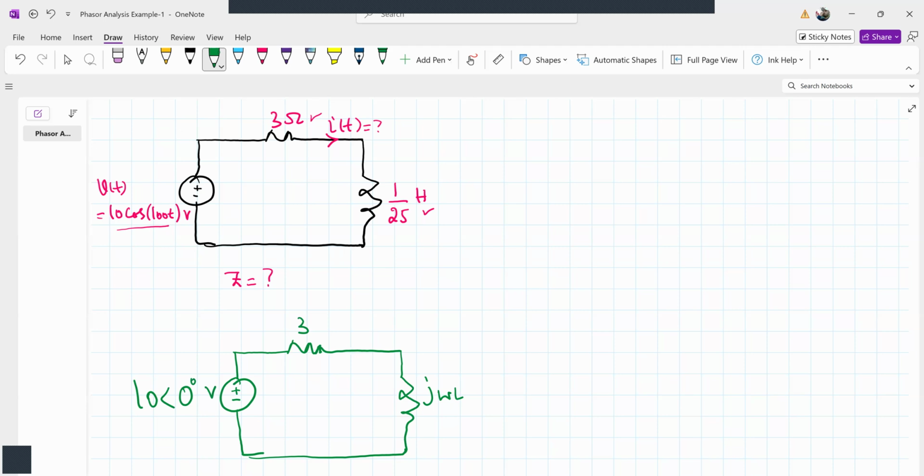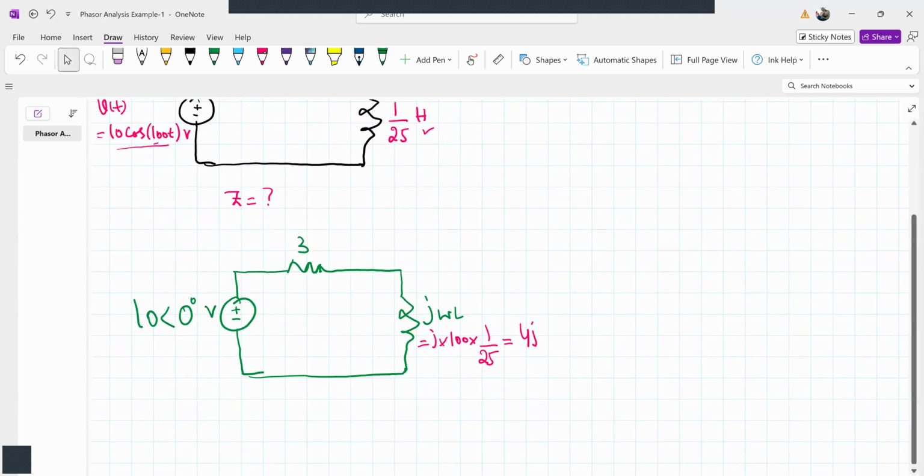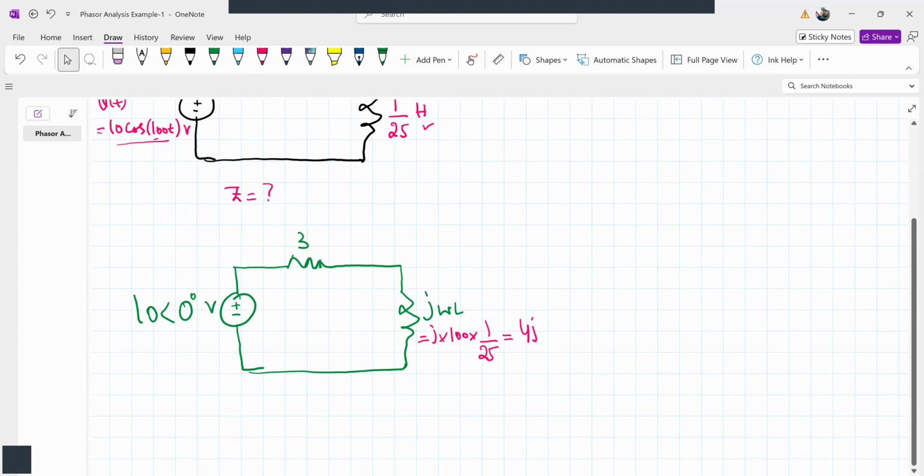Now what is j omega L here? Omega here is 100, you can check it, and L is 1/25. So this will be equal to 100 divided by 25, which is 4j. This is the impedance offered by this inductor, and impedance offered by resistor is 3. Now current I will write as I phasor. Remember, as we learned in the previous section, all the techniques, rules, laws that are valid for resistances are also valid for impedances.